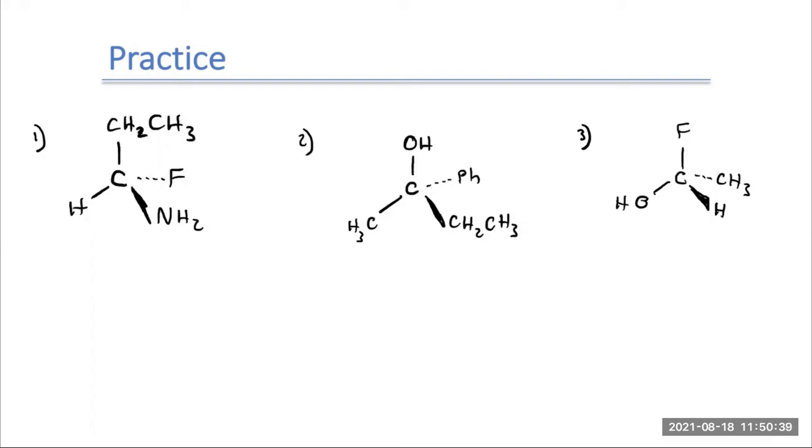So now that you have your answers, let's see how they compare. This first one, we have 1, 2, 3, 4. You should have gotten an R configuration. For our second one, remember, Ph is a phenyl group. That's your aromatic ring. And that should also give you an R configuration. And then our last one, hey, look, another R configuration. So did you get all 3?